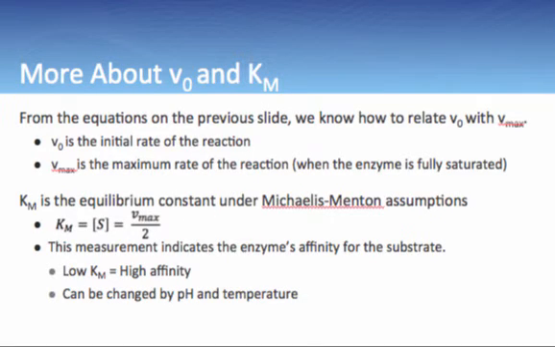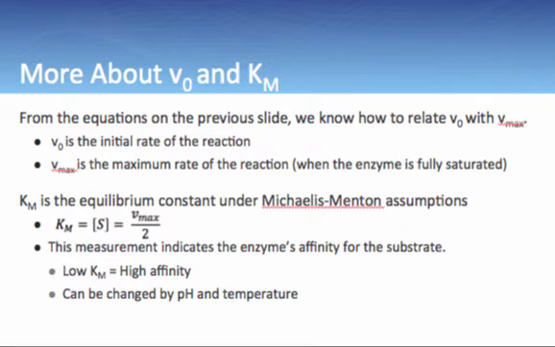So, more about what we can learn from the Michaelis-Menten equations. From the equation on the previous slide, we know how to relate V0 and Vmax. V0 is the initial rate of the reaction, so this is as the reaction just starts out, right at the instantaneous moment that we set it into the beaker or in the cell or whatever we're looking at. This is the very first rate, the very beginning of the reaction.